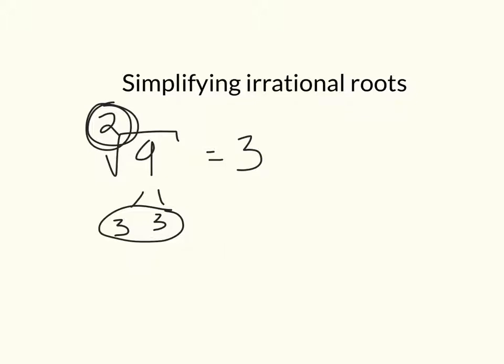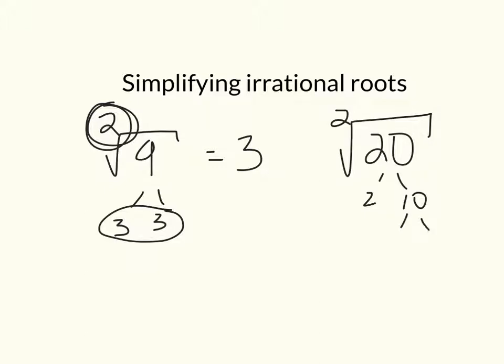Irrational roots are roots that don't come out as a beautiful number, kind of like the second root of 20. When I do my prime factorization, I still get something I could pull out, but then I've got this weird and strange leftover. And we're going to talk about how to handle those leftovers. It's not that bad. You'll do a great job. Let's get started.